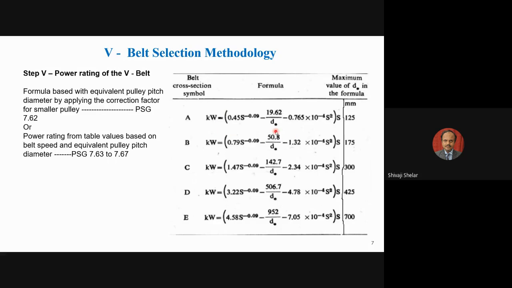Now, for this D in the formula, the maximum value is mentioned. This formula can be used for a maximum D up to 125 mm. This formula will be used for a maximum pulley diameter up to 175 mm. This formula can be used up to 300 mm. This formula can be used up to 425 mm, and this formula can be used up to 700 mm. How this DE is calculated is given on page number 7.62. I will show that there.